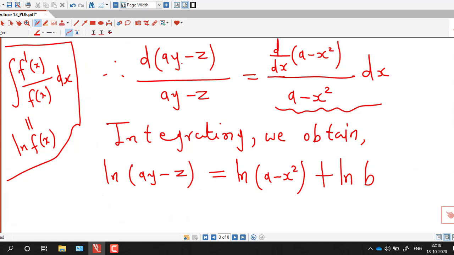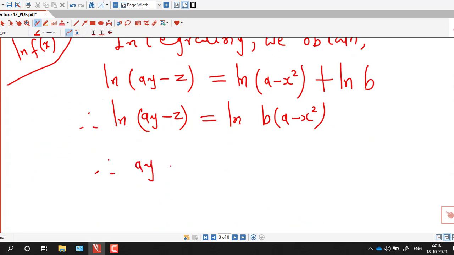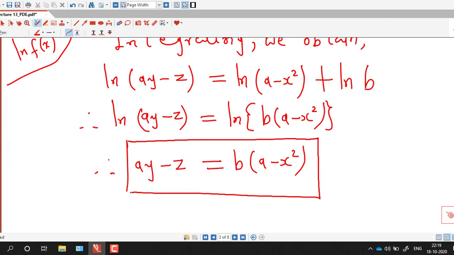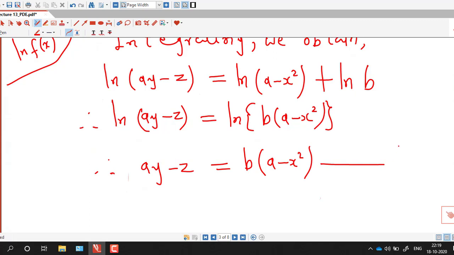And in the first part, of course, it is the same: ay minus z, the differential of ay minus z. So therefore, this I can rewrite as ln of ay minus z equal to ln b times a minus x square, using the property of logarithm. And because the logarithmic function is a 1-1 function, this is equal to b times a minus x square. So this is the complete integral of the given equation. I have to rewrite this again: ay minus z equal to b times a minus x square. So we give this number 2.